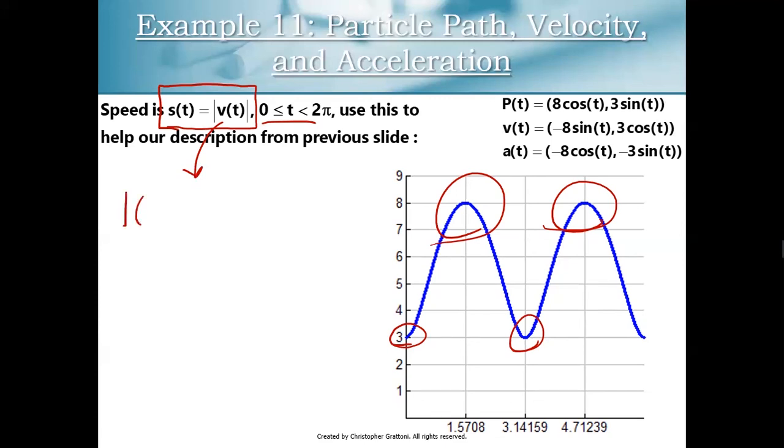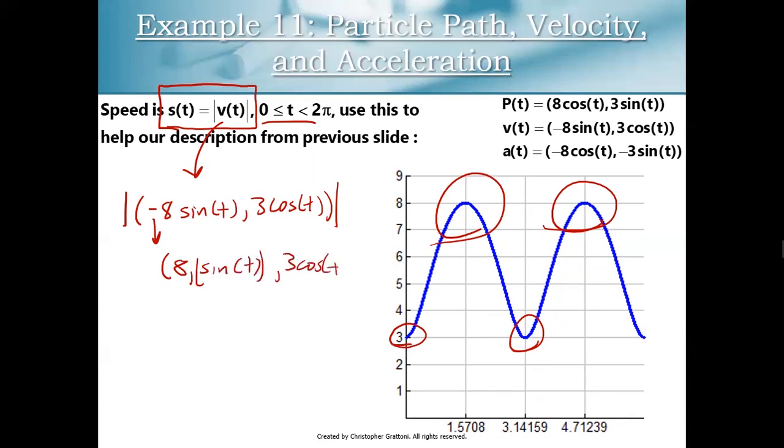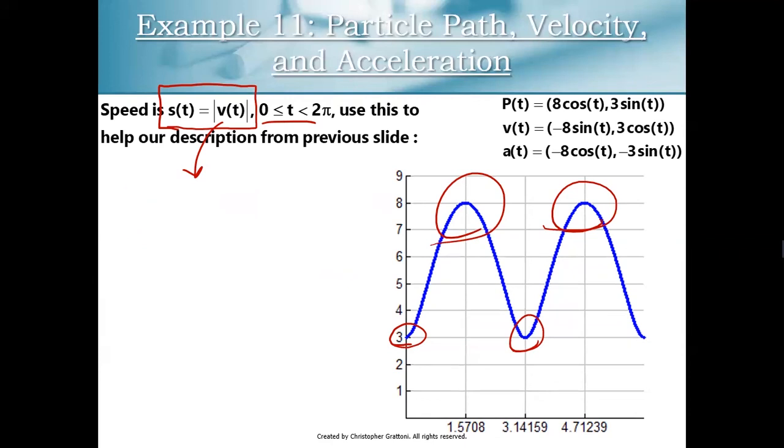So I have had countless students over the years say, oh, well, this is -8 sine of t, comma 3 cosine of t, and these look like absolute value bars to me, so I guess absolute values make a negative into a positive, so this is just the vector 8 sine of t, comma 3 cosine of t, or something like that. That's not going to work, guys. These are not absolute value bars, this is magnitude.